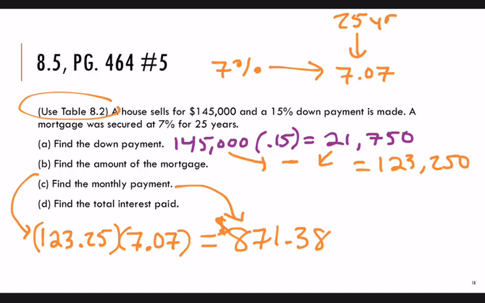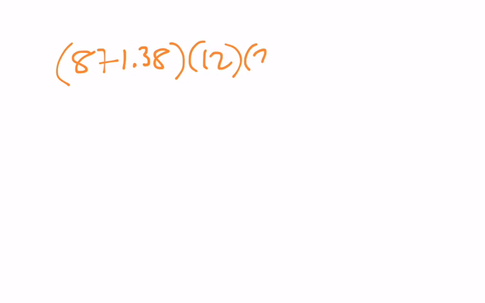All right, and then find the total interest paid. So we know the monthly payment, and we also know how many payments were made. So this is per month times 12, that's the number of payments, or the amount paid per year, and then paid for 25 years. So this is the total amount that's paid on the mortgage.